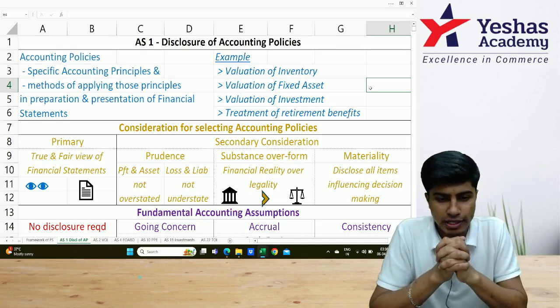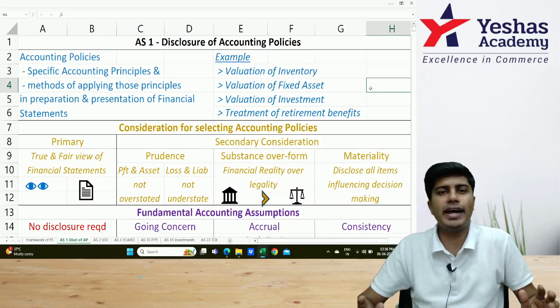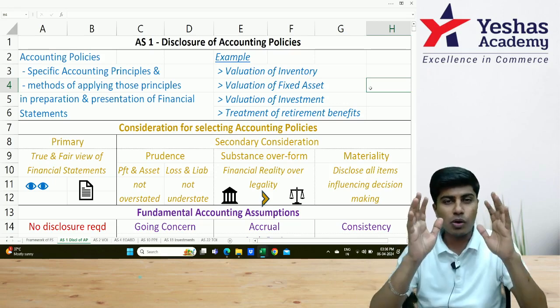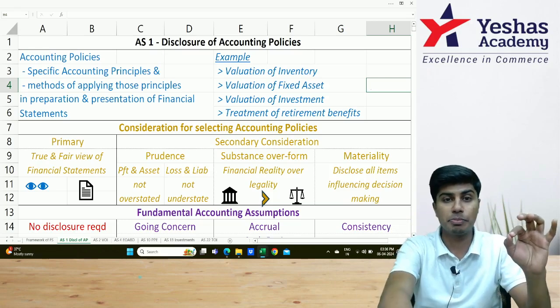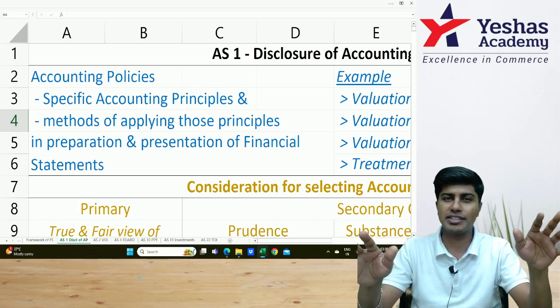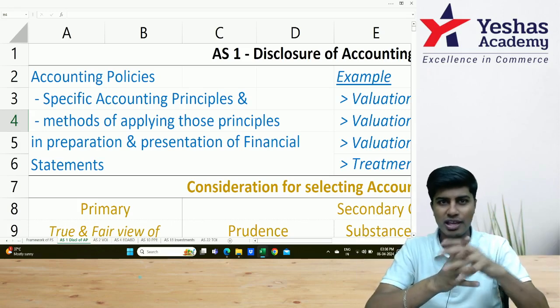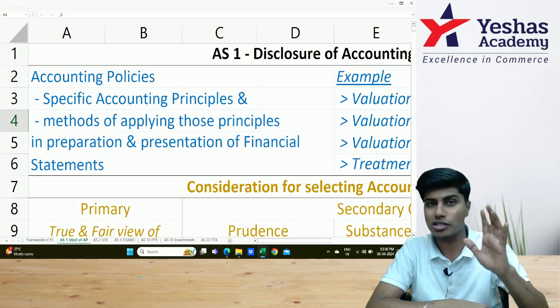Hello guys, come on, let's quickly revise Accounting Standard 1, Disclosure of Accounting Policies. To start with, what exactly do we mean when we say accounting policies? Accounting policies are accounting principles and methods of applying these accounting principles in preparation of our financial statements. You cannot complete your financial statements without coming across accounting policies. In various segments of preparation of financial statements, you will surely come across accounting policies.